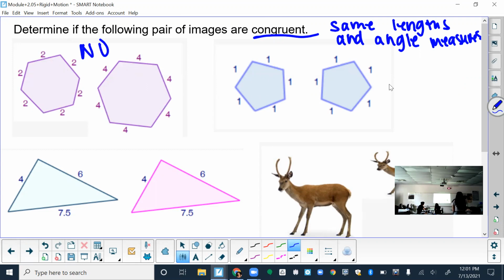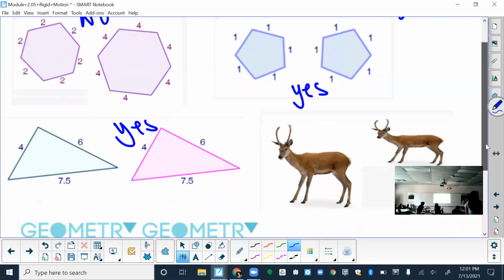What about these pentagons? Yes, they have both, same lengths and same angle measurements. One is rotated a little bit, but that doesn't change the length or the angle measures. What about these triangles? They are congruent, again, same lengths and angle measures.